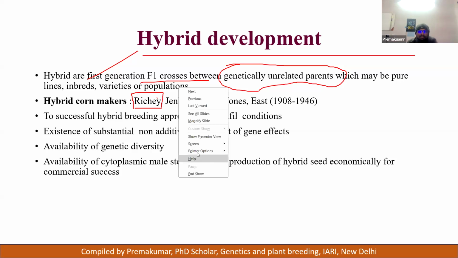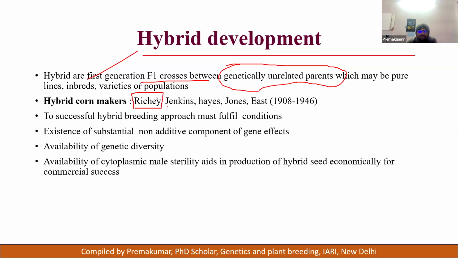Then Jenkins. What is the contribution of Jenkins? Prediction of double cross performance. Yeah, that is the one. There are many contributions. Prediction of double cross performance. Today we are going to discuss early testing. Okay, today we will also discuss what is early testing, what are the uses of early testing.